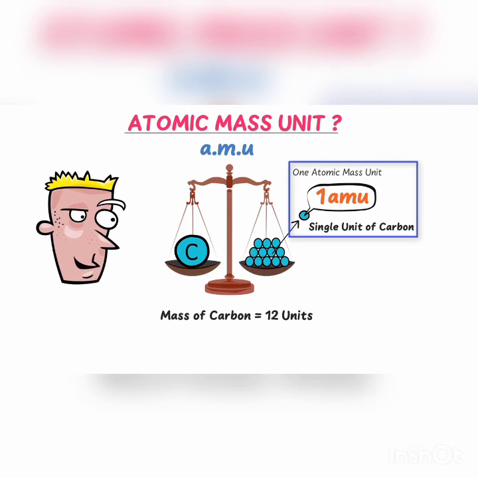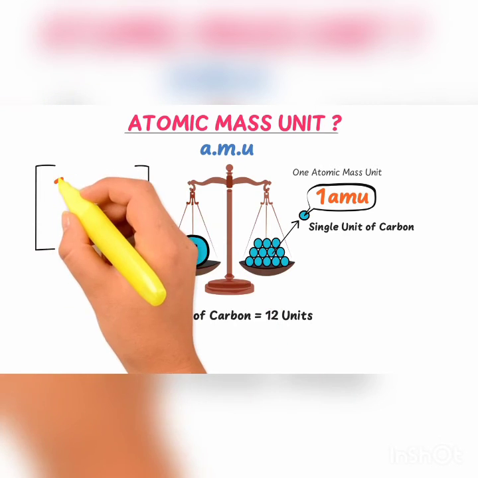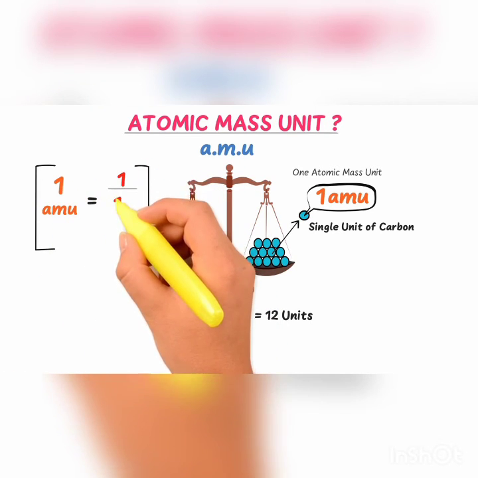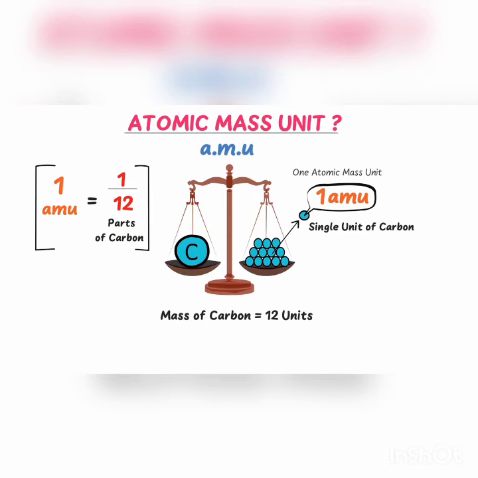That means 1 AMU is equal to a single unit of carbon, and it has been taken out from the 12 units of carbon. Therefore, 1 AMU is equal to 1 by 12 part of carbon. Because 1 atomic mass unit is equal to one twelfth of the single carbon atom. We know that kg is the standard unit of mass. Here 1 AMU is the standard unit of atomic mass.